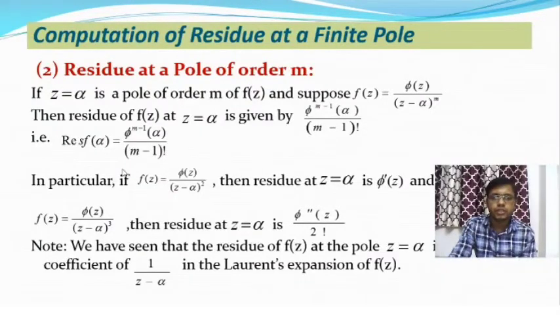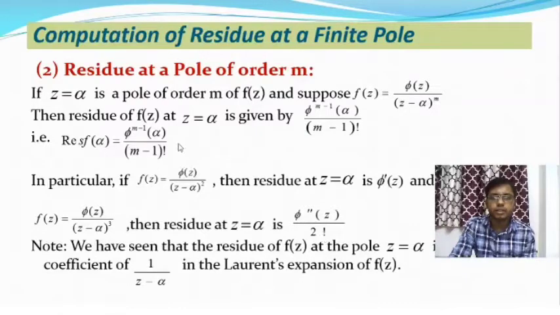Now we consider some problems on residue at a finite pole. In particular, if f(z) = φ(z) by (z − α)², then the residue at z = α is equal to φ'(α). Next we take one more function, f(z) = φ(z) by (z − α)³. In this case the residue at z = α is equal to φ''(α) by 2 factorial.